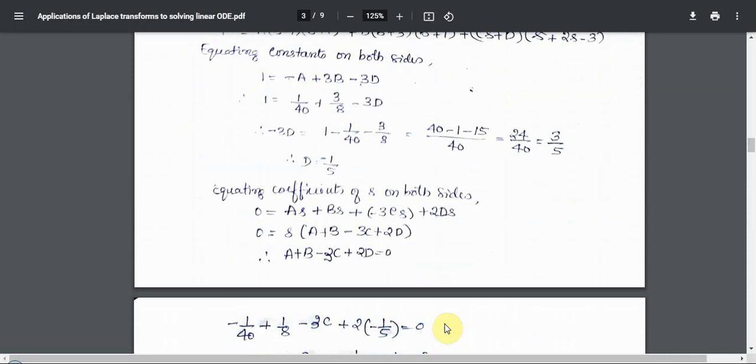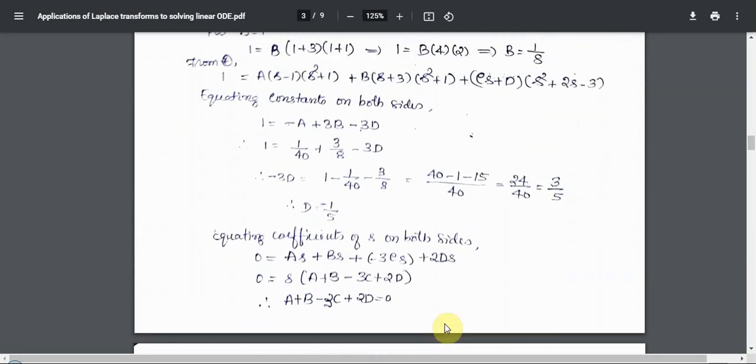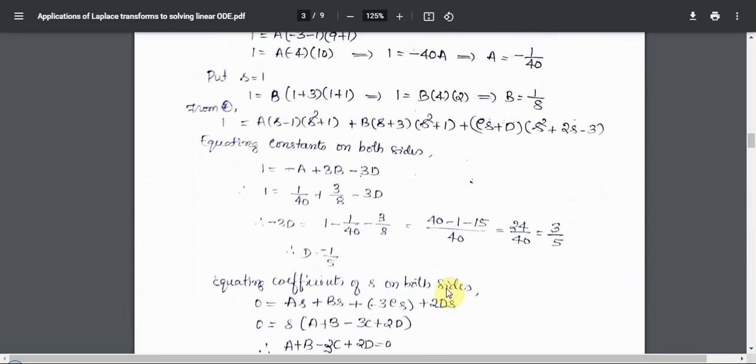Now, I want the value of C. To find the value of C, I will equate the coefficient of s on both sides. Left side, there is no s, therefore it is 0. Now, to get s in this term, I should multiply s with the constant. Then only I will get an s. So, which is the possible multiplication for s with a constant? A into s into 1, therefore that is As.